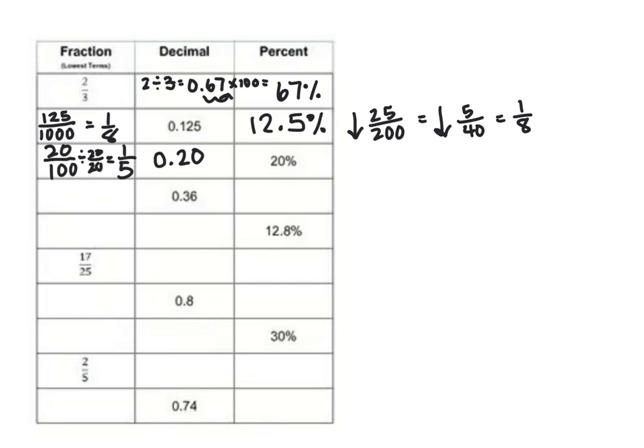All right, I would like you to try 36 hundredths, the next decimal. Try that as a fraction and a percent on your own. I'm going to pause and let you work for a couple minutes, and then we'll come together.